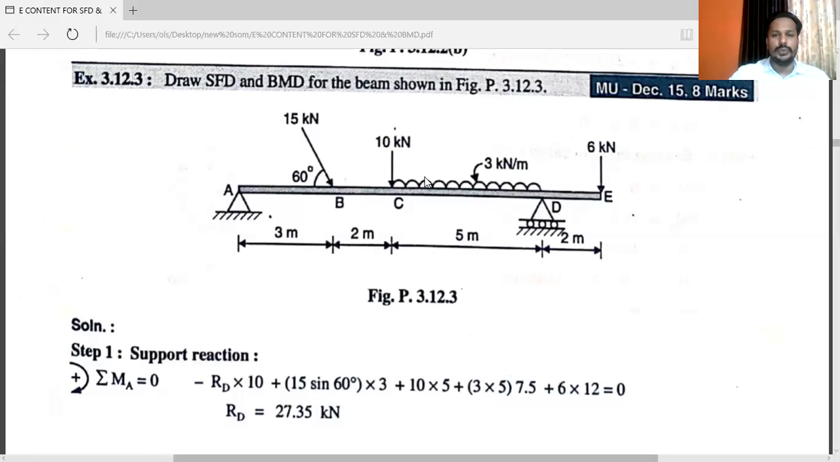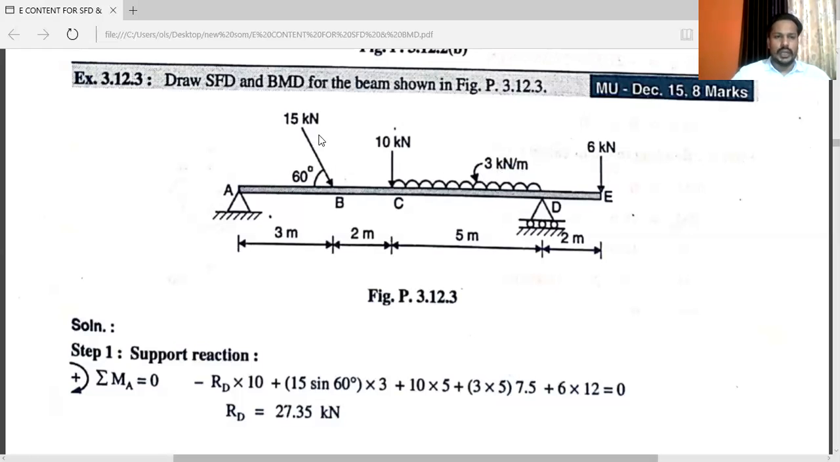And from C to D, you can see a uniformly distributed load is given. The intensity is 3 kilonewton per meter, from point C to D. Then at point E, a vertically downward force is given, that is 6 kilonewton.